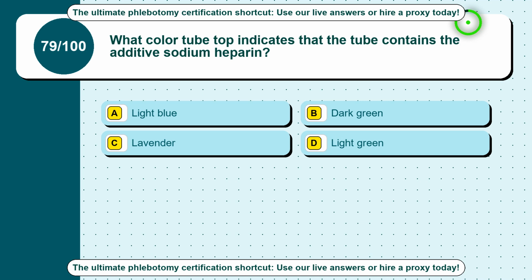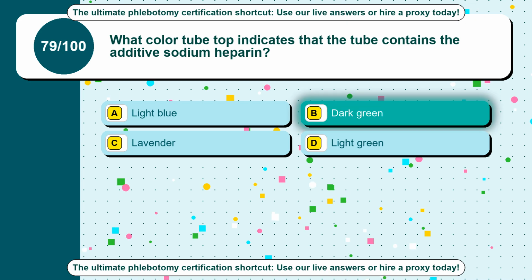Question 79. What color tube top indicates that the tube contains the additive sodium heparin? Option A. Light blue. Option B. Dark green. Option C. Lavender. Option D. Light green. The correct answer is option B.